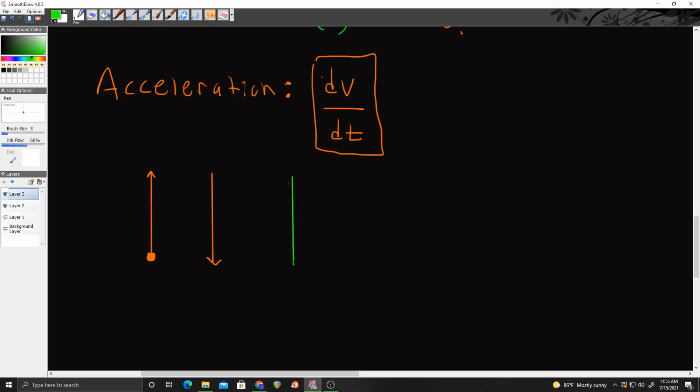gravity, which is an acceleration, by the way, acceleration due to gravity, and if you want a number for it, it's negative 9.81 meters per second squared. So gravity is pushing this thing down the whole time, so the direction of acceleration is down.